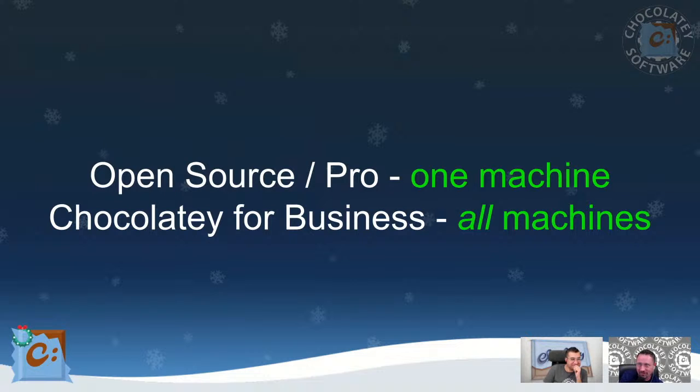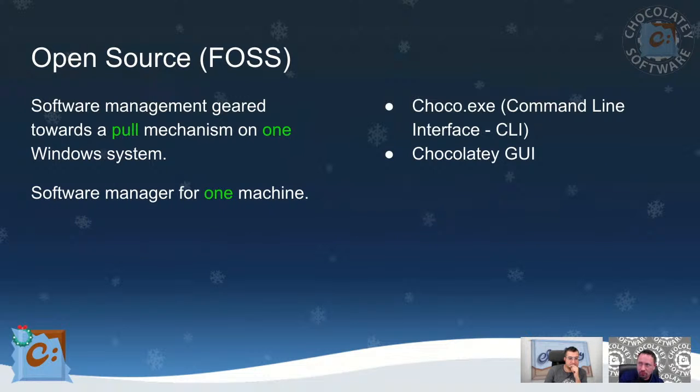I'll try not to. So you have basically open source and the professional edition, which are typically targeted toward one machine, right? So you got Choco, and then you got Chocolatey for Business, which is much more about all your machines, right? And so as we think about open source, it's geared towards a pull mechanism for one Windows system software manager, as we like to say, for one machine. And that includes Choco EXE, which is our command line interface, or CLI, and Chocolatey GUI. And so it allows us to really manage that one system.